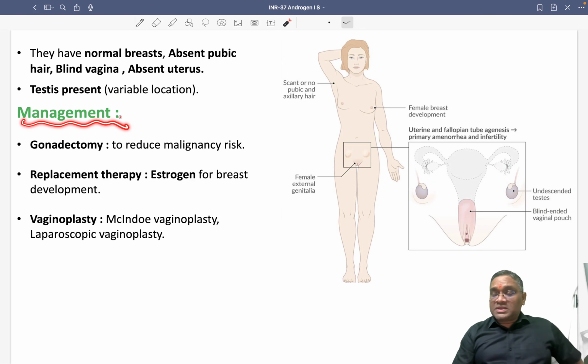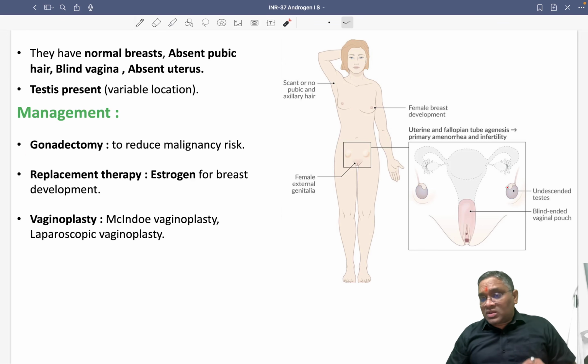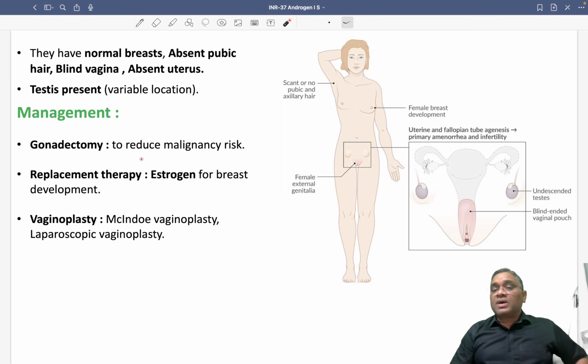So what will be the management protocol in this patient? We will do the gonadectomy. Why are we doing the gonadectomy? Because you can see this is undescended testis, which can be a risk for future gonadoblastoma or dysgerminoma, right? And we should also give replacement therapy. In replacement therapy, we'll be giving estrogen for proper breast development. And for the vagina, because it is a blind-ended vaginal pouch, we will be doing vaginoplasty. McIndoe vaginoplasty can also be performed, or we can do laparoscopic vaginoplasty.